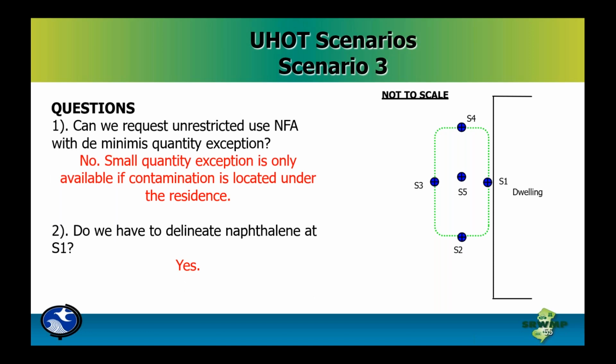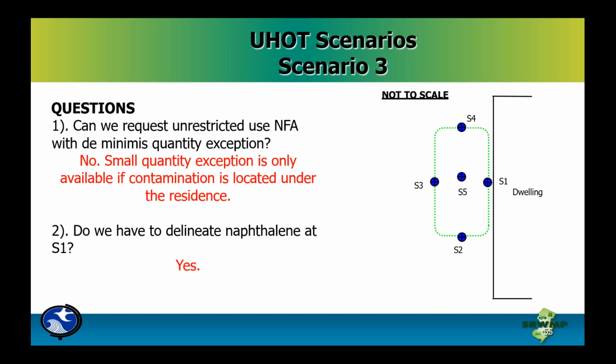All right, this is where we start to get into other scenarios. The small quantity exception is only available if the contamination is not located under the residence. Is there any way to request a variance or anything else like that in order to allow us to leave this here? Because say, for example, we have a house that can't be supported. It's one of these old houses on a stone foundation. Is it possible for us to request some sort of a variance to get a small quantity exception, or would we have to go to a deed notice?